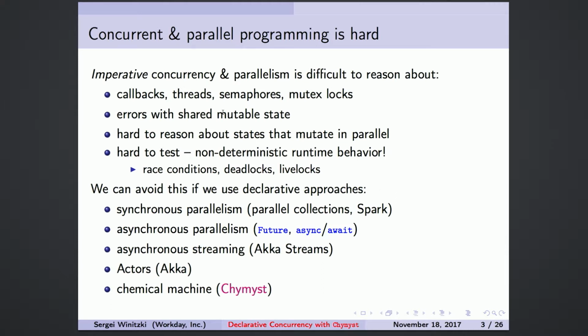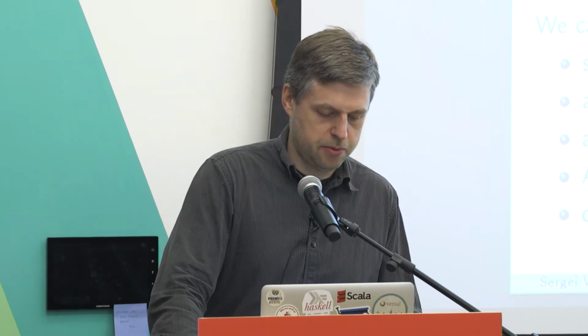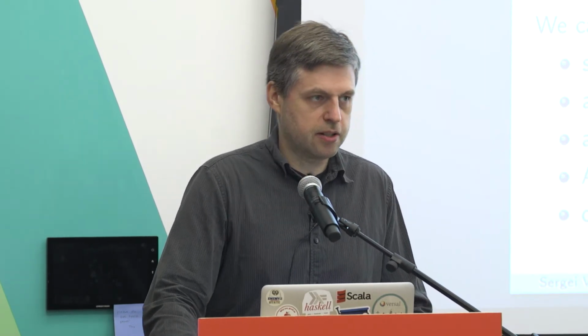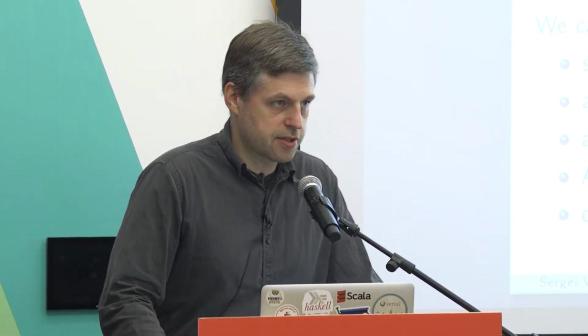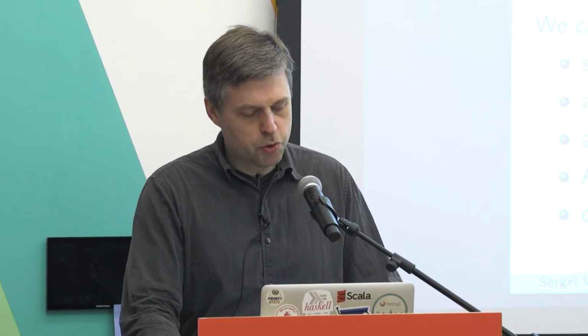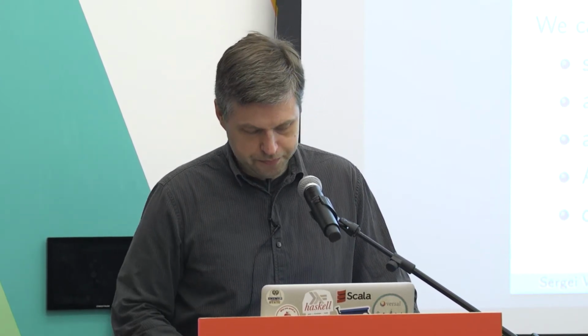All of this is very tedious and hard, and so people try to avoid this by using a different approach such as using parallel collections, Spark, or using futures, a.k.a. streams, actors, and the chemical machine is one of these approaches that make concurrency easier. So joint calculus or chemical machine, in my terminology, is the same thing. It's a programming language for concurrency.